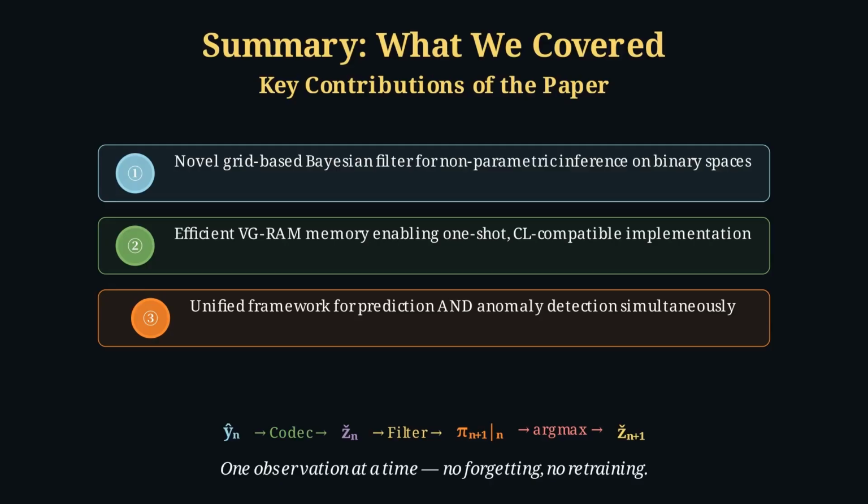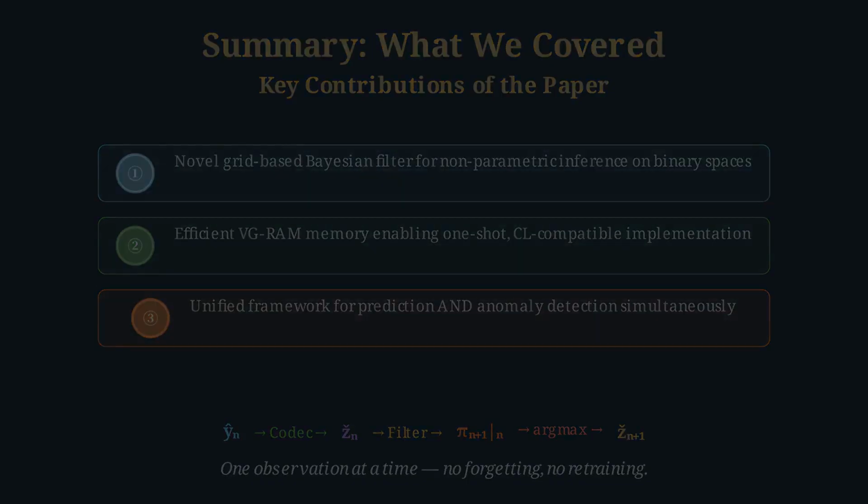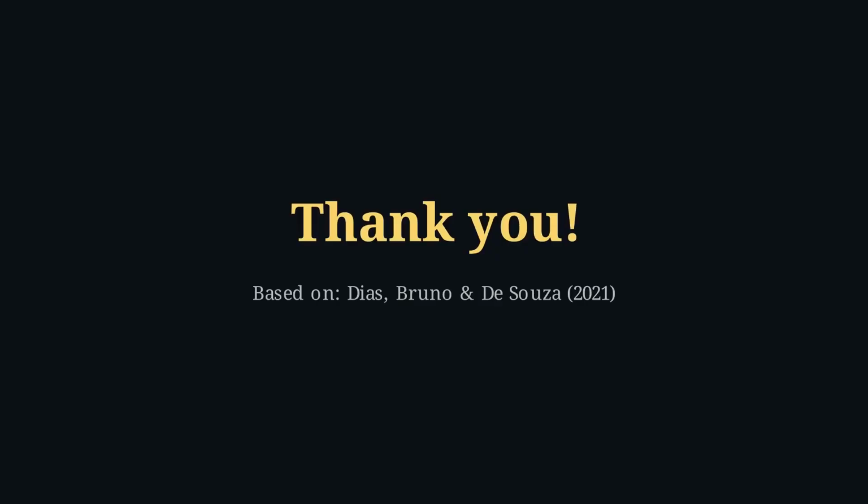We walked through algorithm NPGBF step by step, 6 steps that retrieve, sample, encode, retrieve again, sample again, and predict. And we showed how anomaly detection emerges naturally from prediction confidence, with no additional machinery required. The 3 key contributions of this paper are a novel grid-based non-parametric filter, an efficient memory-based implementation using VGRAM nodes, and a unified framework for simultaneous prediction and anomaly detection.